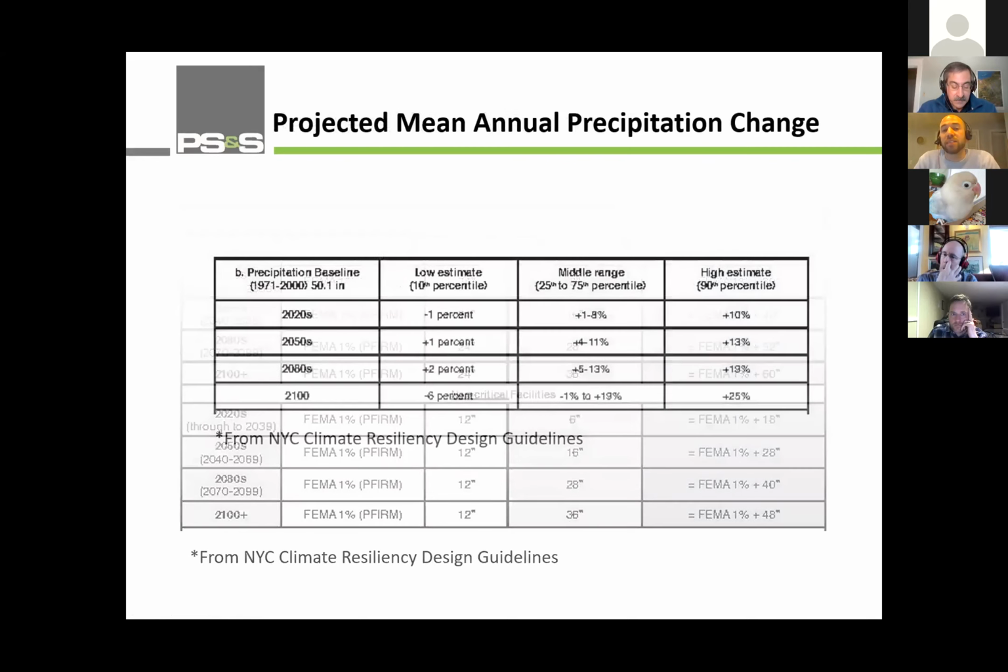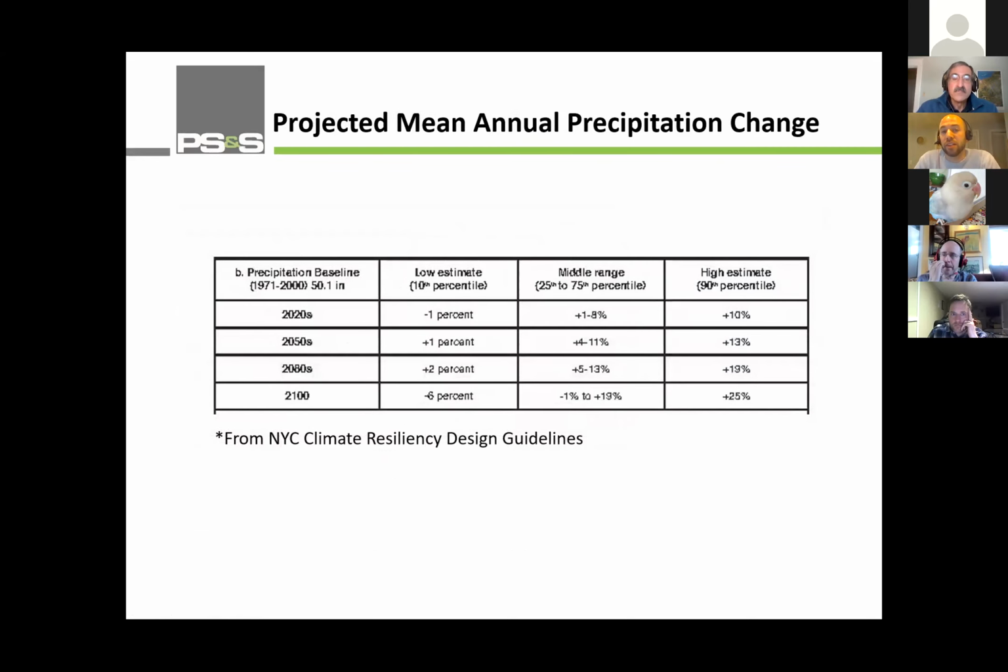And this doesn't just apply to sea level rise. There's also numbers and data that we can see for precipitation, because even rainfall intensities just seem to be getting more frequent and higher intensities. So this again looks at a low, middle, and high estimate for rainfall as well.